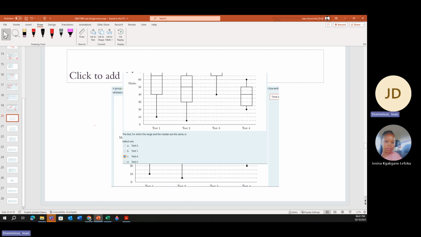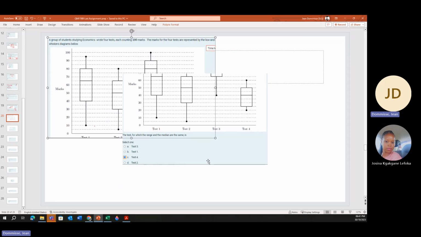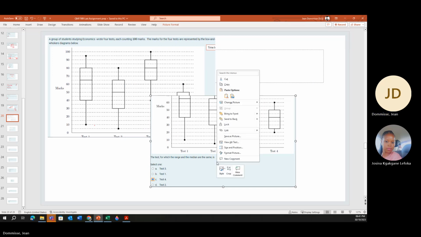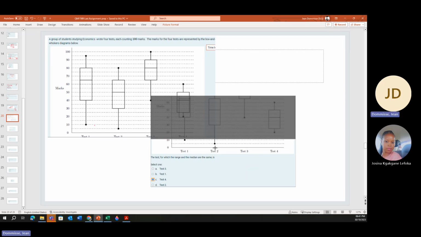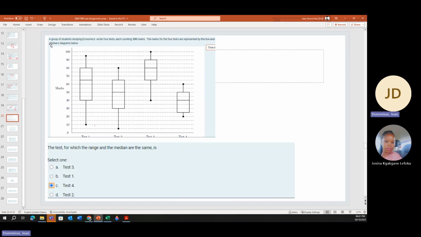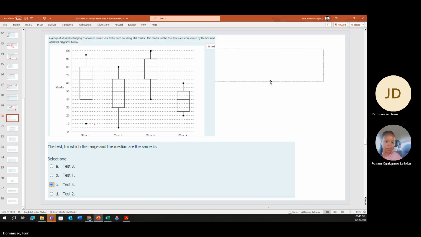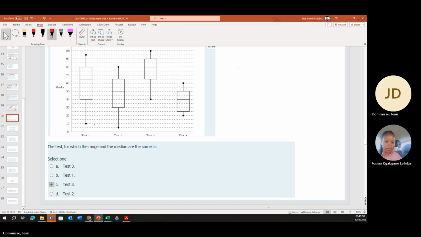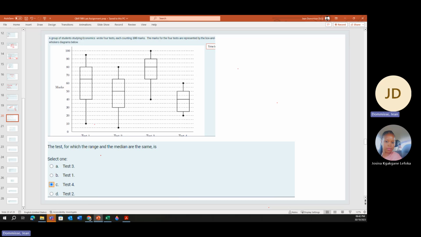Okay, yes, there was. Let me just move the things around a bit again. So that was the test, and that was my answer. So let's check what they're asking. A group of students studying economics wrote 4 tests, each counting 100 marks. The marks for the 4 tests are represented in the box and whiskers. The test for which the range and the median are the same is.